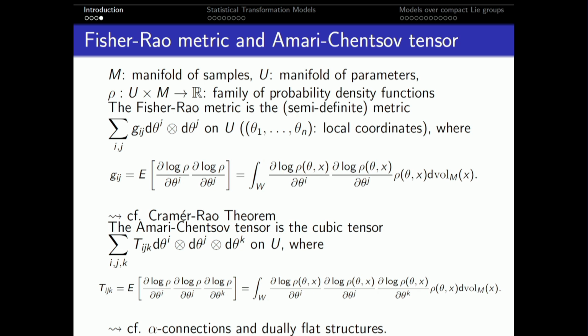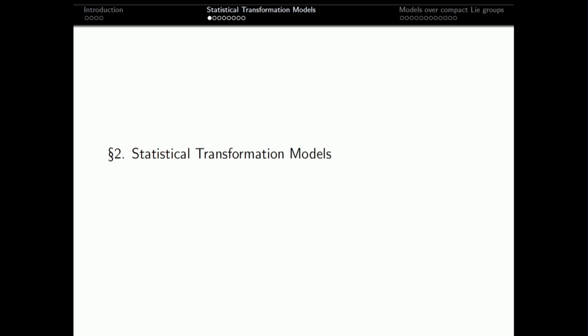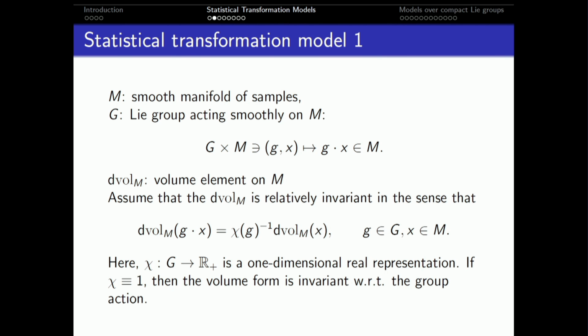So this is something basic, but under the word statistical transformation model, I'd like to concentrate on a more specialized version of this. Again, we take a smooth manifold of samples, which I denote again by M, and we assume there is a smooth action by a Lie group on M. The Lie group is, of course, denoted by G. And we take a volume element on the manifold M. We have to assume that this volume element enjoys a certain kind of invariance.